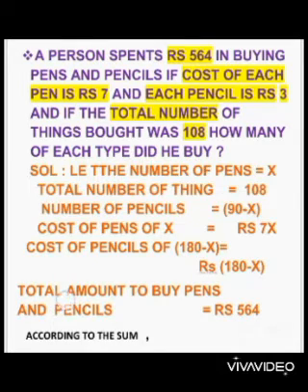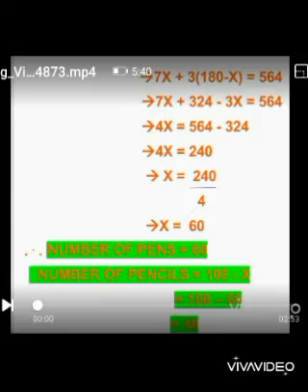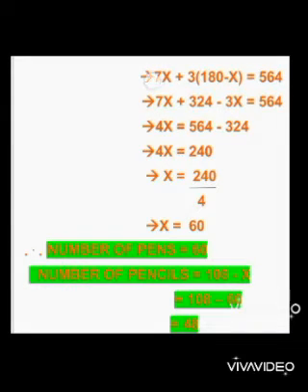So in total, pens and pencils together, how much did he spend? 564 rupees. So according to the condition given in the question, the cost of expense is 7x plus the cost of 108 minus x pencils, which is 3 into 108 minus x, which is equal to 564. Now let us simplify this. 7x plus 3 into 108 is 324, plus minus is minus 3x. 3 into x is 3x, which is equal to 564.